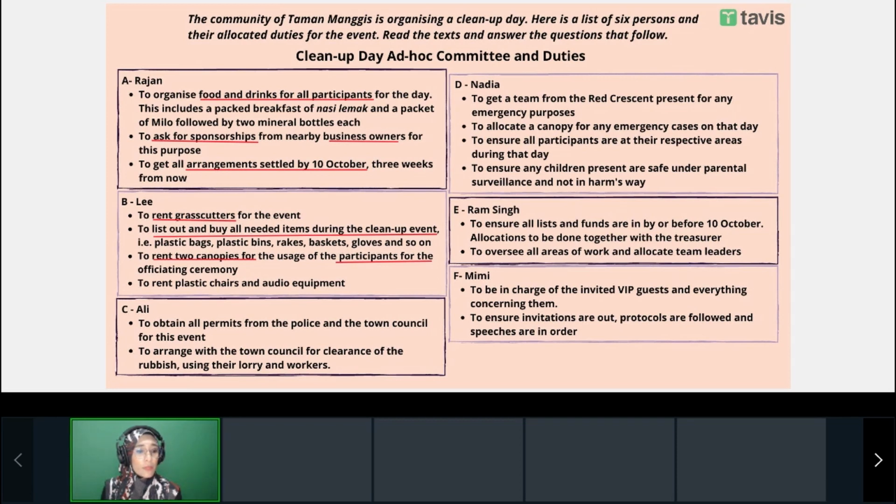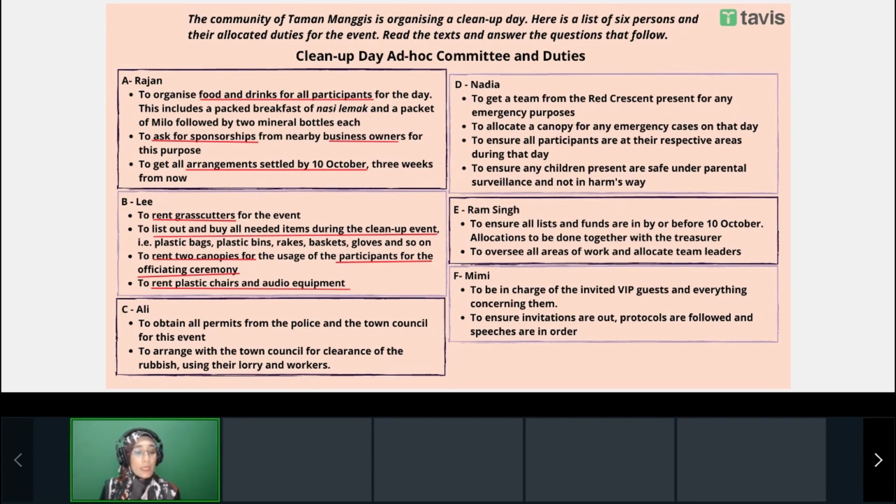officiating ceremony. Officiating is the beginning ceremony where they would officiate, or where they would introduce the whole ceremony. Okay, it's the whole beginning. And Lee is also responsible to rent plastic chairs and audio equipment. Okay, so now we know that he's the responsible guy for the items. Okay, grass cutters, the cleanup items, the canopies, and the plastic chairs and audio equipment.